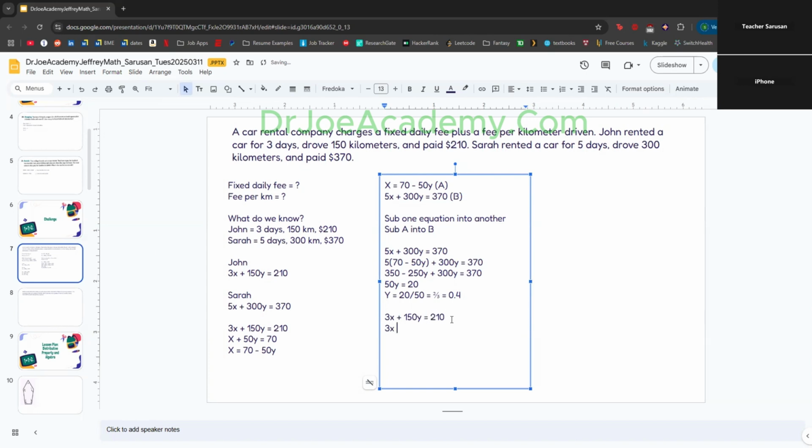So we got 3x plus 150 times 0.4 equals 210. So what is 150 times 0.4? 60. Not 61, 60. I misspoke. All right, no problem. And then we got 210. How do we solve for x?